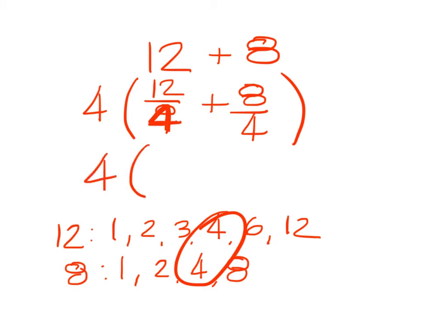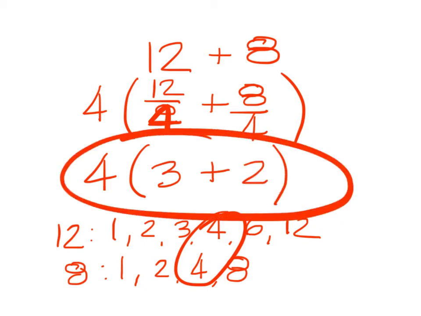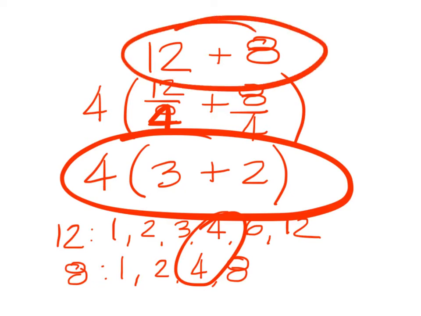And then simplify. 12 over 4 is 3, and 8 over 4 is 2. So I've factored out a 4, so it's really 4 times the quantity 3 plus 2. It'll still give you 20 from the beginning up here. Now these are two basic problems that you won't even have to do. Here's your real first example.